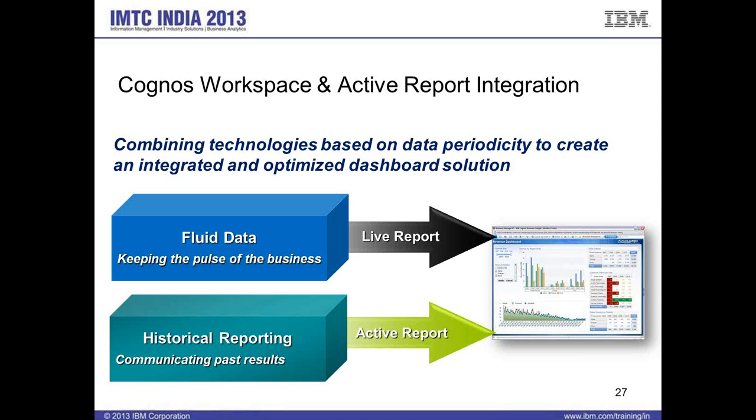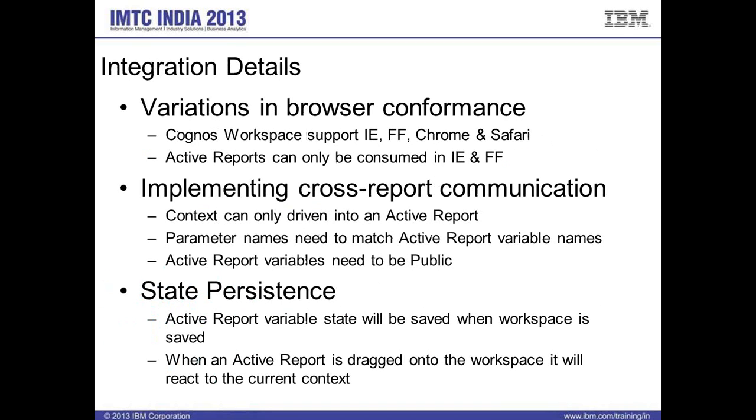So you can make variables talk to each other so that you can pass the context from your widget to the active report. People who are aware of active reports might know that an active report works on variables. So you can pass a variable value to the active report from your Cognos Workspace widget. It gives fluid data as well as historical reporting on a single screen for the users. So different capabilities are available when we integrate an active report with Cognos Workspace.